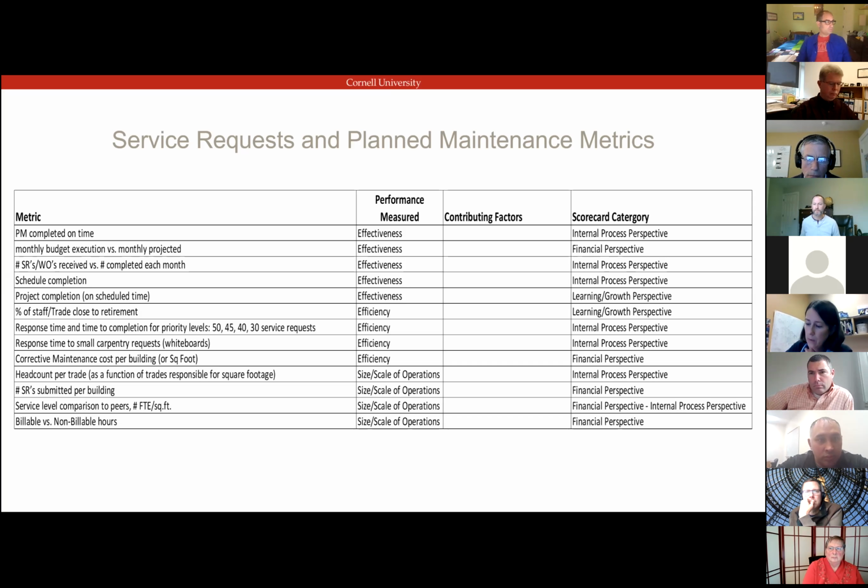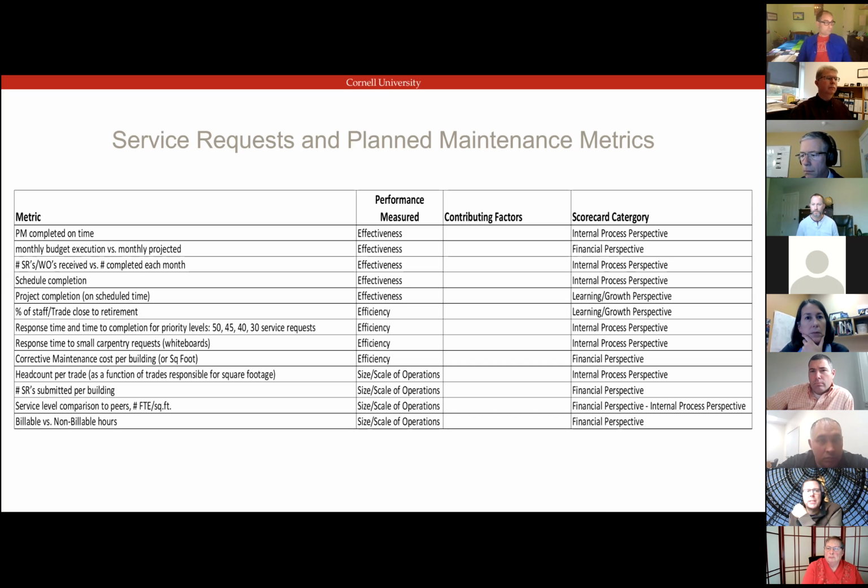One is what kind of service requests, what level priority service requests are we talking about? 50s get addressed way faster, of course, but what about 30s? And the other thing, I don't know if everybody has the same thing or no: a lot of times you have a completed work order, but the work is not done.